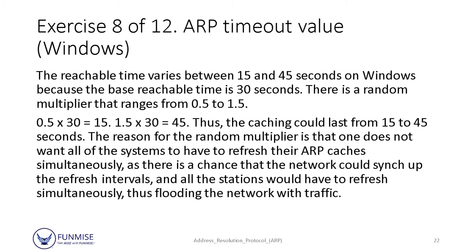Now, the reason for this is because there's a chance that if you didn't have a random multiplier here, all stations may sync up their ARP caches simultaneously, and then all of them would try to refresh simultaneously, and then you could end up flooding the network with traffic because everyone needs to refresh their ARP caches at the same time. It would lead to issues in communication, obviously.